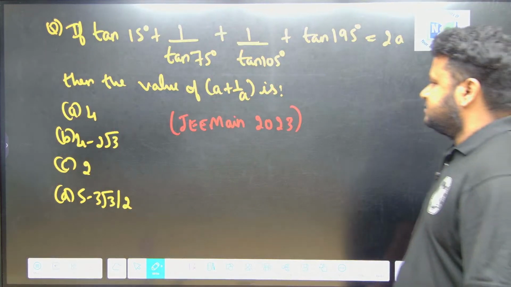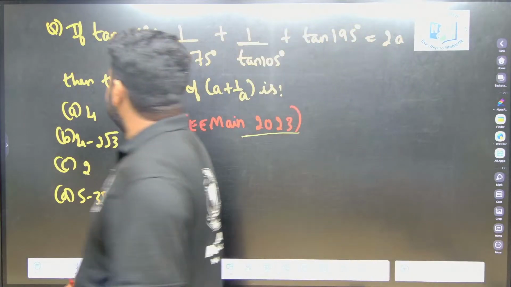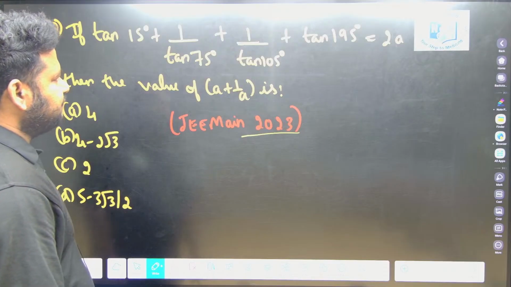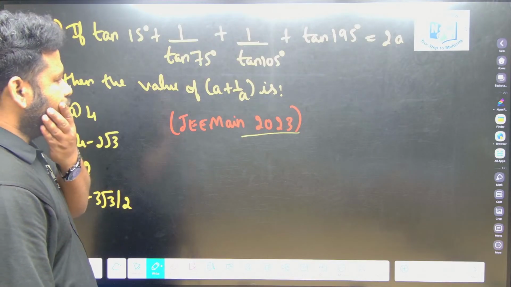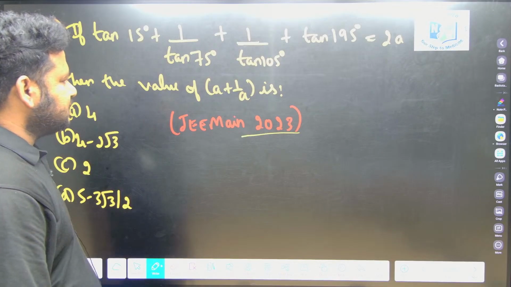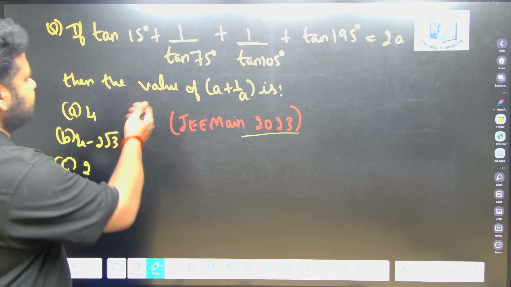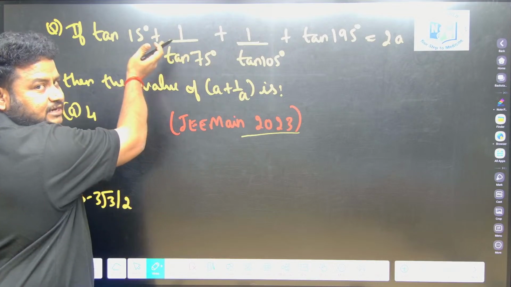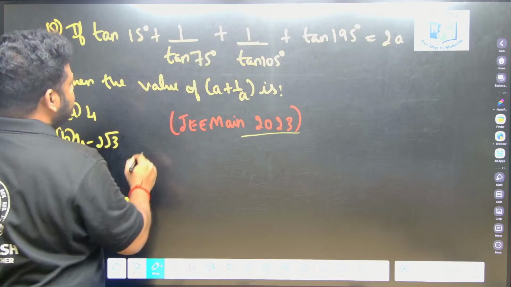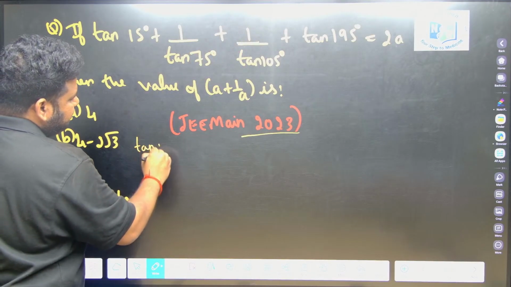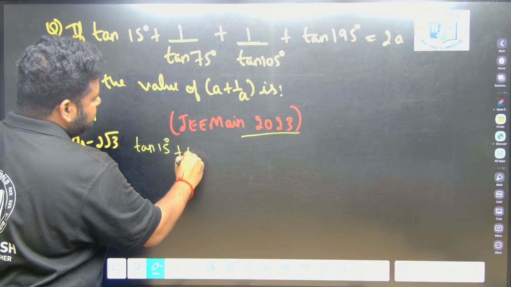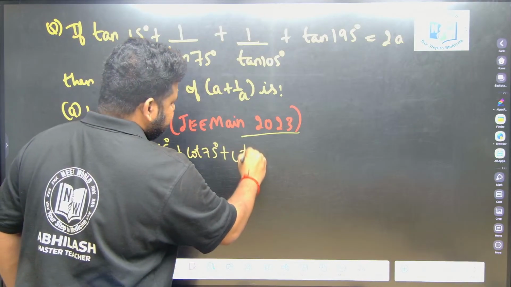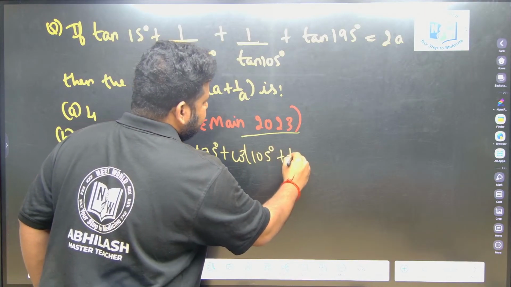Similarly, if you look at this question, JEE Main 2023 question, what they have asked: if tan 15 degree plus 1 by tan 75 degree plus 1 by tan 105 degree plus tan 195 degree is 2 times A, then the value of A plus 1 by A is what? First of all, let us write it in the form of tan. If I bring it up, this will become cot, because tan and cot are reciprocal. So this given question will be transformed into tan 15 degree plus cot 75 degree plus cot 105 degree plus tan 195 degree.